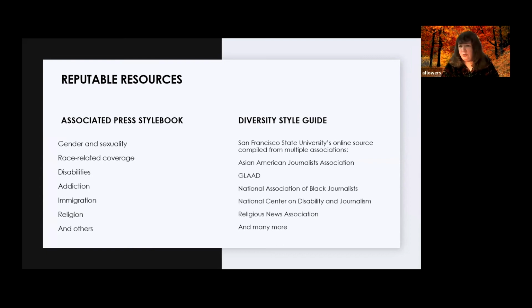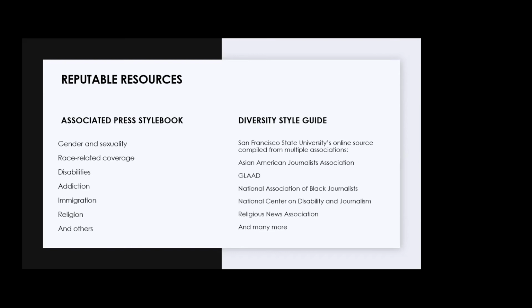There is a wonderful supplemental resource that the San Francisco State University created. It's free online. Also, there's a new published style book. But it's a compilation of journalistic sources from the Asian American Journalists Association, GLAAD, National Association of Black Journalists, and many, many more. And it gives really good explanations, and it also covers how these words have evolved.